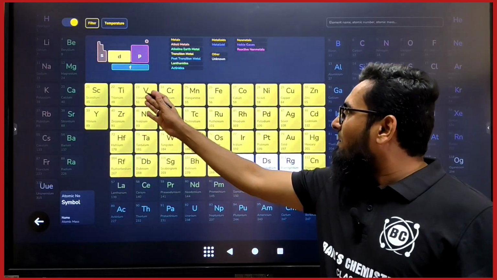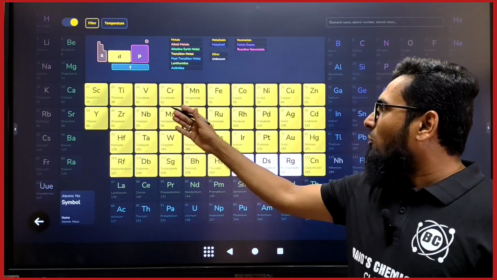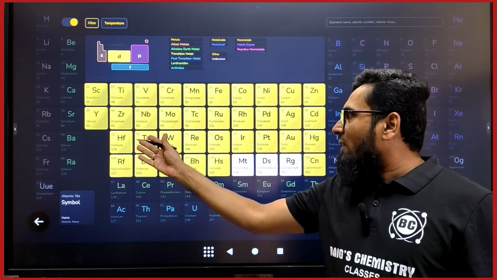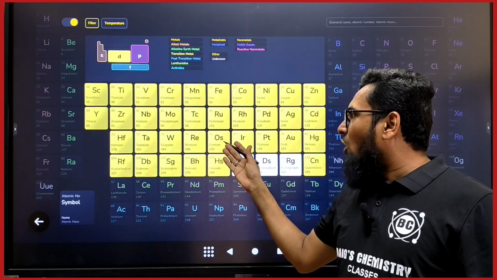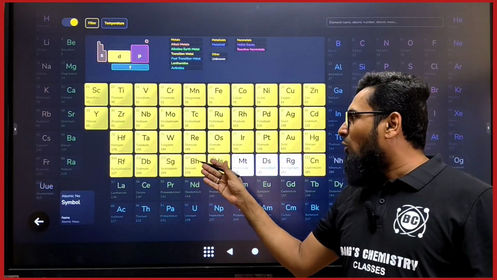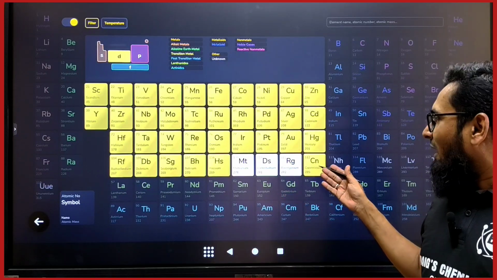So scandium, titanium, vanadium, chromium, manganese, iron, cobalt, nickel, copper, zinc, yttrium, zirconium, niobium, molybdenum, technetium, ruthenium, rhodium, palladium, silver, cadmium, hafnium, tantalum, tungsten, rhenium, osmium, iridium, platinum, gold, mercury, rutherfordium, dubnium, seaborgium, bohrium, hassium, meitnerium, darmstadtium, roentgenium and copernicium.